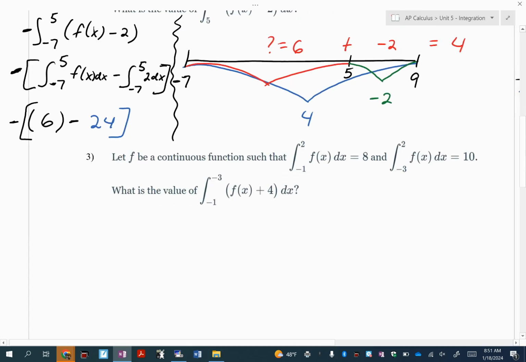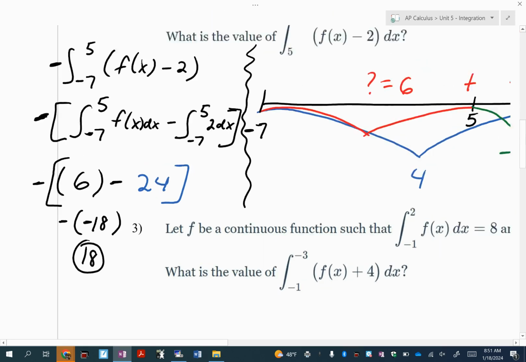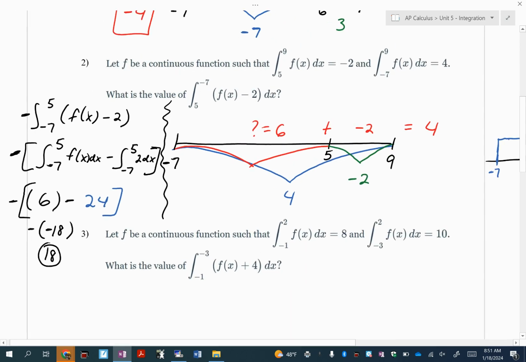Everyone still doing okay? This is a lot. I think it's the hardest one. That's why I chose this. Okay, what's 6 minus 24? -18. And then what's the opposite of -18? +18. So that is the answer for number 2. 18 is the answer for number 2. So my bad, you probably ran out of room. Sorry.